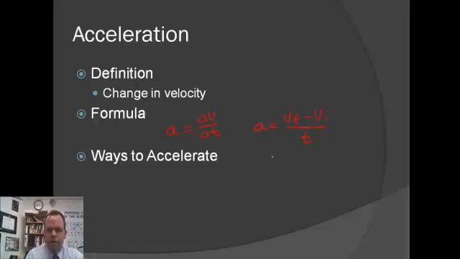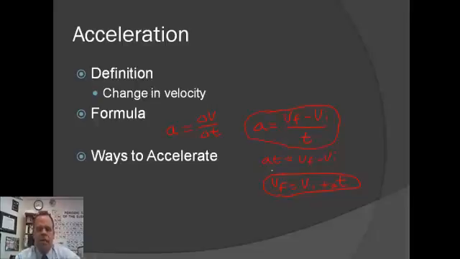You occasionally will also see this formula cross-multiplied and then add the initial velocity to both sides. So the final velocity equals the initial velocity plus acceleration times time. The two most common versions of this formula that you will use are that one and this one. They're the same formula, just rearranged.